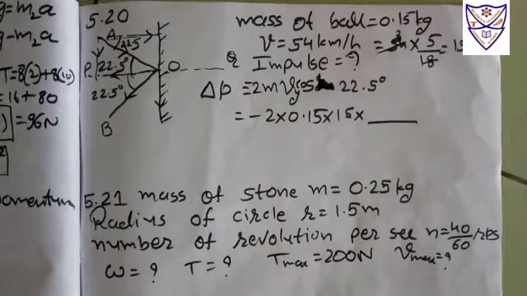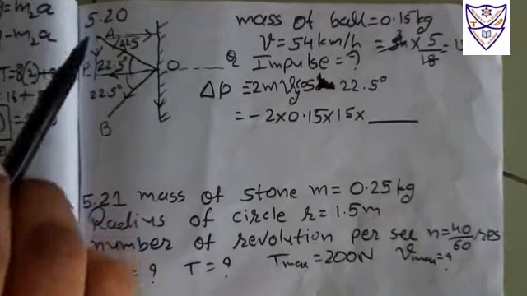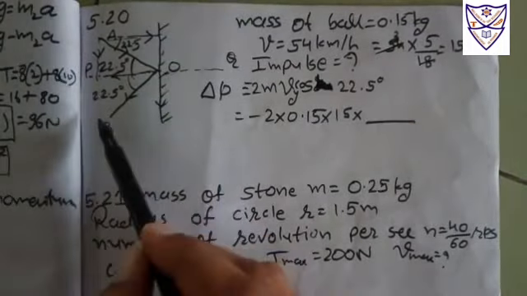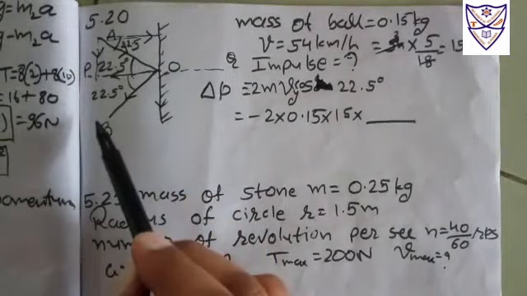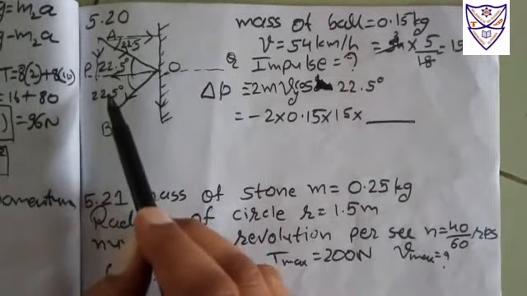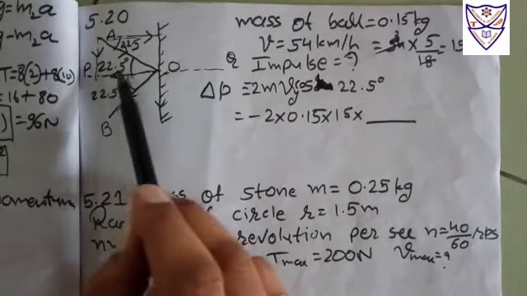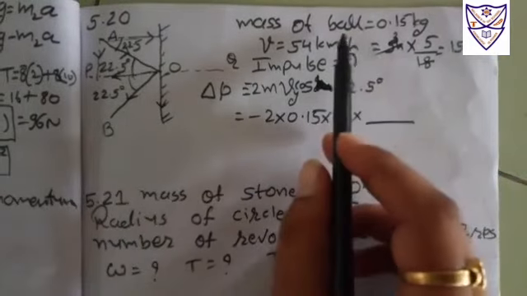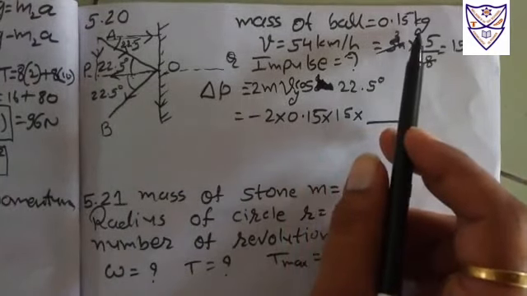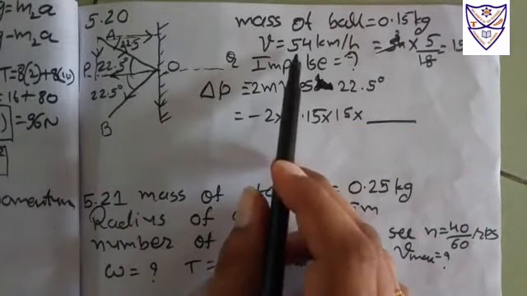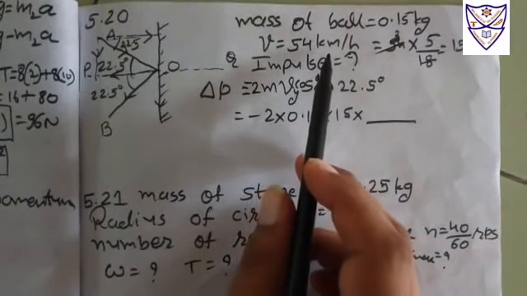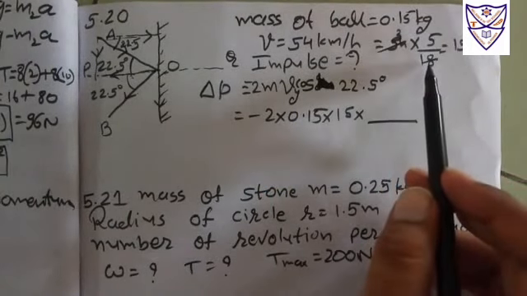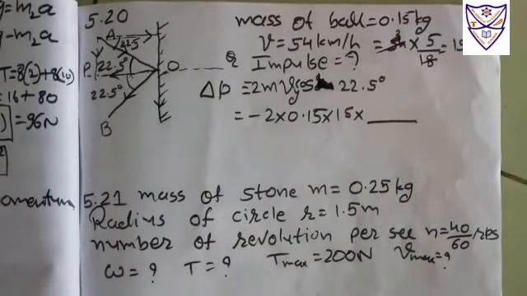In this numerical 5.20, we have one object which is just about to collide with this wall. After that it moves in this direction, right? The angle between the incident and reflected directions is 45, so we can divide it in half, 22.5 and 22.5, like this. The mass of the ball is 0.15 kg. The velocity of the ball is 54 km per hour. We can convert it into meter per second by multiplying by 5 upon 18, so we get 15 meter per second.